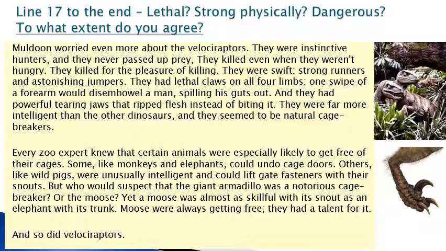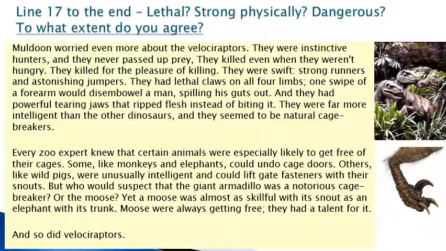Muldoon worried even more about the velociraptors. They were instinctive hunters and never passed up prey. They killed even when they weren't hungry. They killed for the pleasure of killing. They were swift, strong runners and astonishing jumpers. They had lethal claws on all 4 limbs. One swipe of a forearm would disembowel a man, spilling his guts out. And they had powerful tearing jaws that ripped flesh instead of biting it.